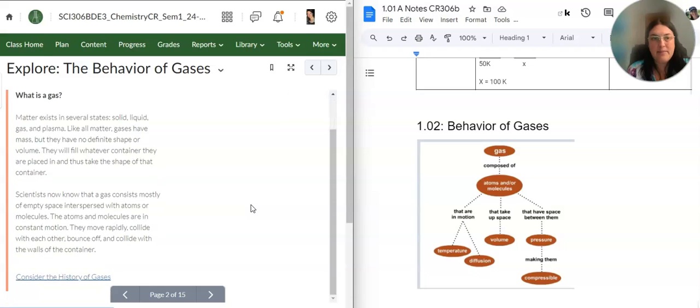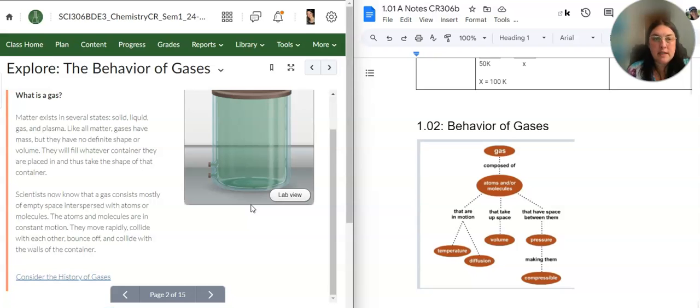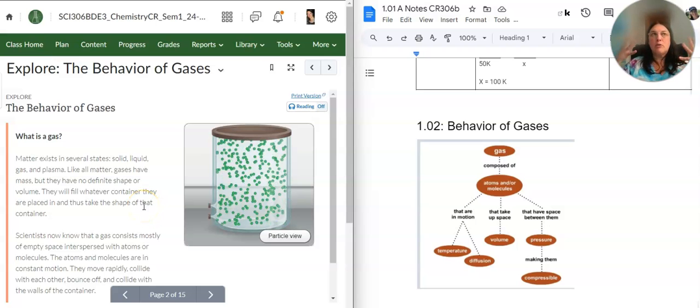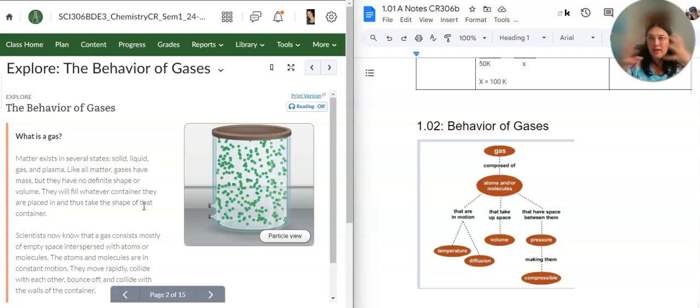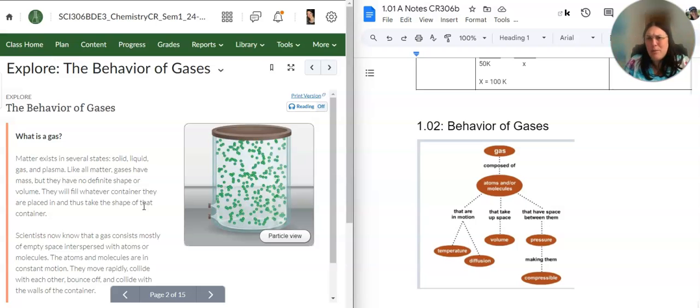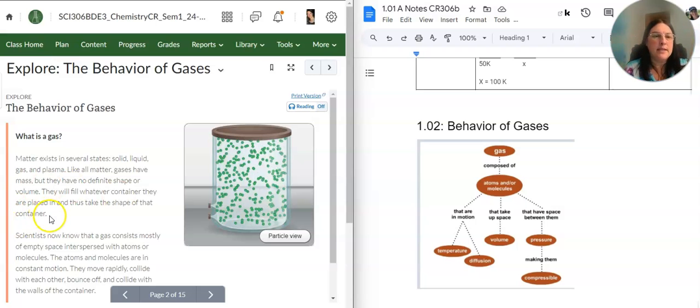What is a gas? Matter exists in several states: solid, liquid, gas, plasma. Like all matter, gases have mass, but they do not have a definite shape or volume. They will fill whatever container they are placed in and thus take the shape of that container. So here we can see the particles are going to spread out. Think about someone who takes balloons and turns them into balloon animals, right? The gas fills up the space, whether it's a long balloon, a round balloon, or a balloon that's turned into a puppy dog. Okay, so that's what it is saying.